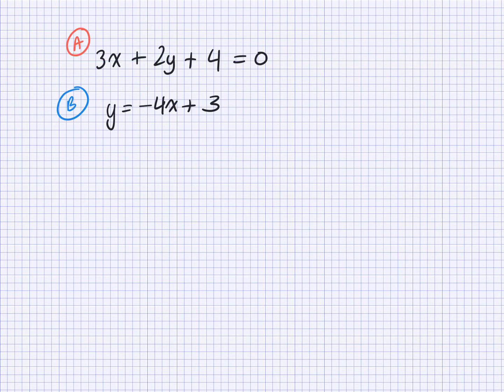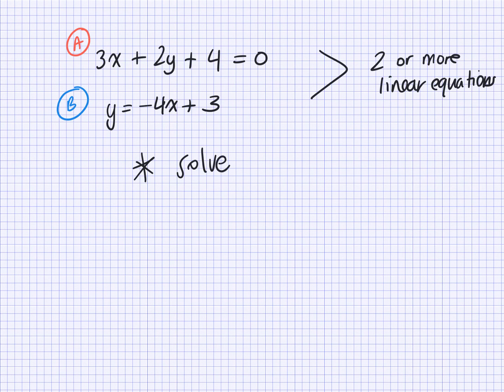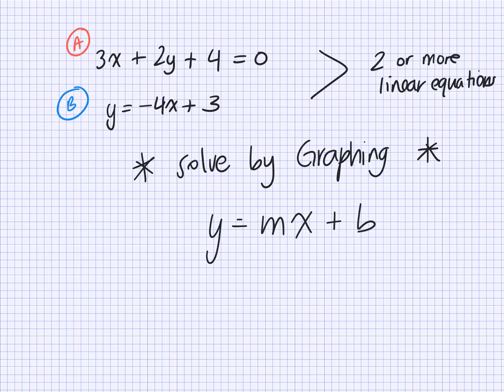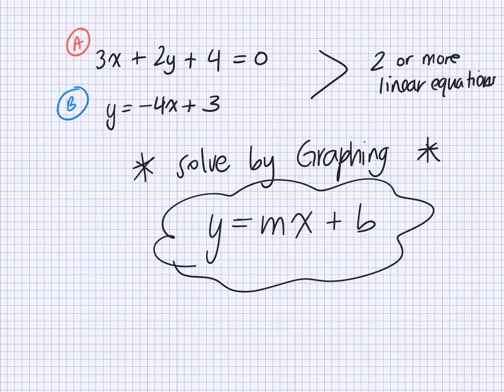Okay, so we're trying to solve this linear system. Remember I told you a linear system is when you have two or more linear equations. And today we're going to solve by graphing these. We just did a review of graphing. If it's in slope-intercept form, y equals mx plus b, then it will be easy for us to graph because we can look at it and figure out the slope and the y-intercept.